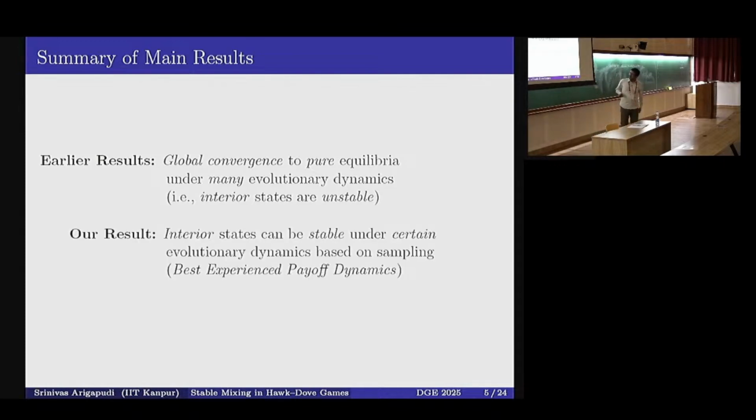What we show in our paper is that something in the interior can be stable if we study a certain evolutionary dynamic, which is called the best experience payoff dynamic. So what I'll do later is I'll try to introduce the best experience payoff dynamics and try to argue that this is a reasonable dynamic.